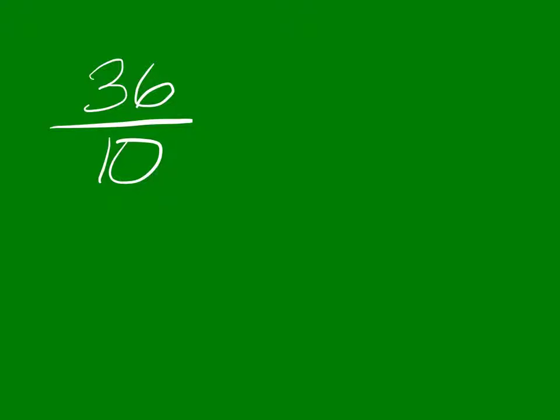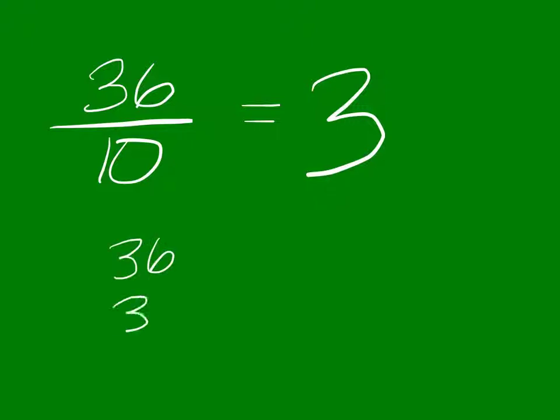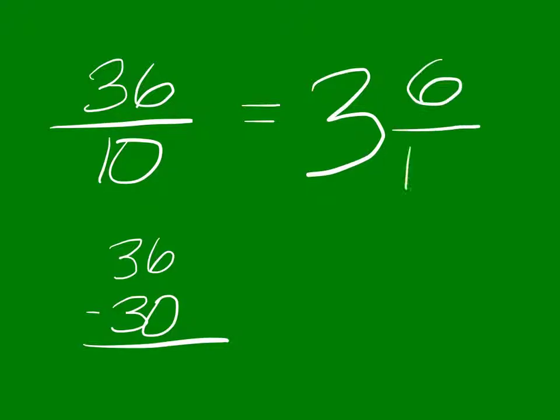How many times will 10 go into 36? 3 times. And what's left over? Yeah, 36 minus 30. You have 6 left over. Can I reduce 6 over 10? By what number? 2 will go into 6 how many times? And into 10?